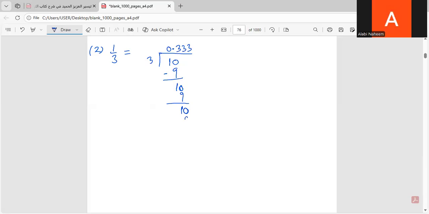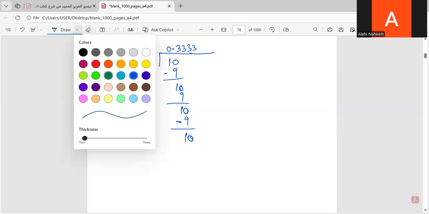3 times 3, 9. Subtract, you have 1. 3 in 1. 1 is less than 3. What do you do? You include 0. 3 in 10 is 3. So you do not need to be told that this decimal will continue to have 3, 3, 3, 3. It will continue to have what? 3, 3, 3, 3, 3.